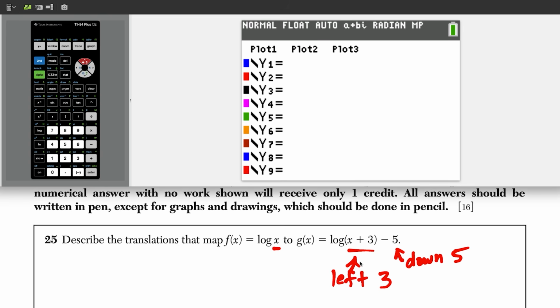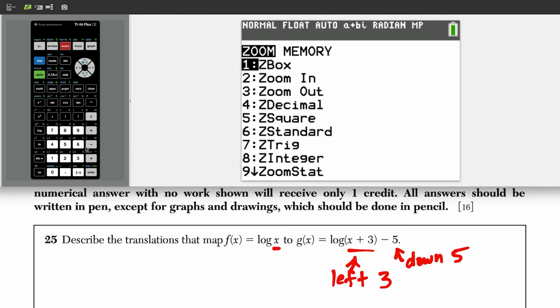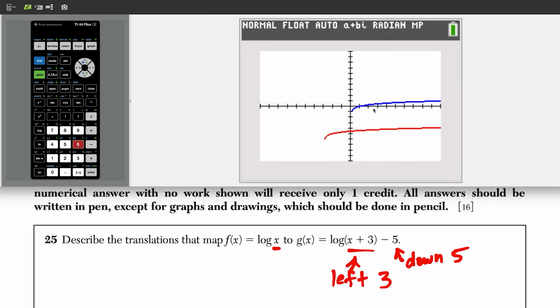If you forget the rules for a question like this, you could just type the functions into the y equals section. So we have y1 equals log of x, and I'll close the parentheses. And then for y2, we're going to have log of x plus 3, and then we'll write minus 5 at the end. If you need to, you could press zoom 6 to put the graph back to normal. And here are the two functions.